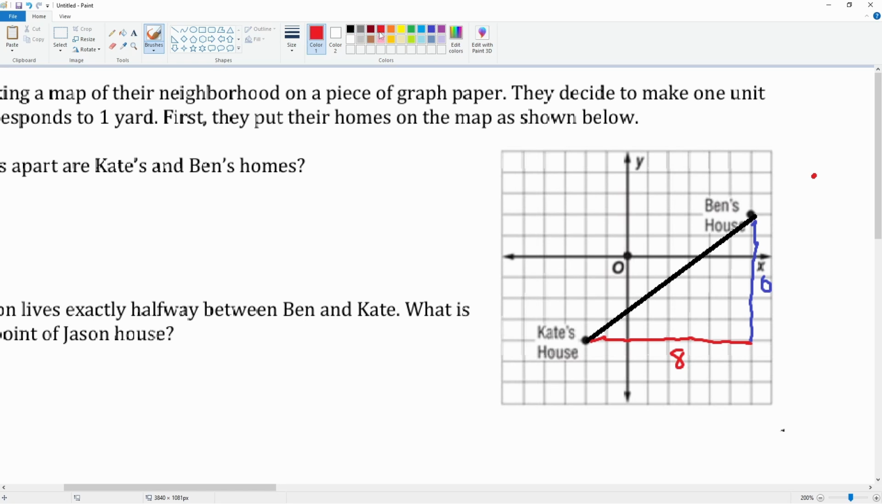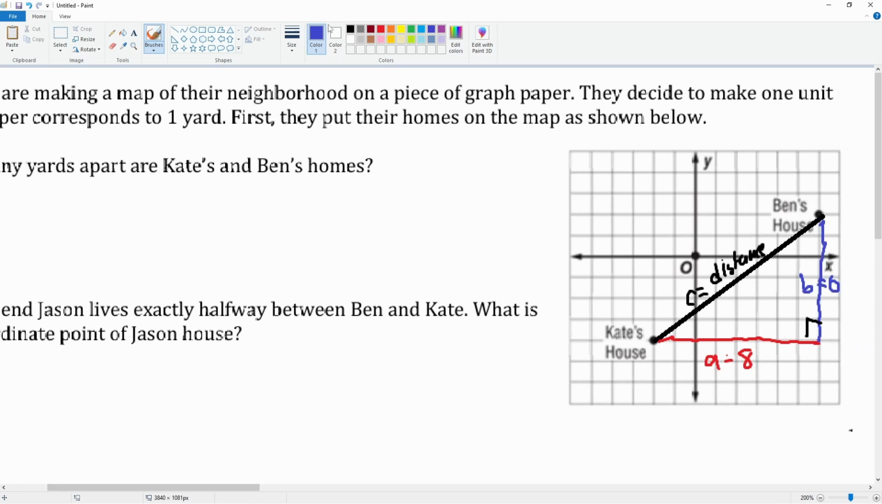If you notice that this forms a right triangle, therefore you can essentially use the Pythagorean theorem to get this distance here. You can call the distance C if you would like. And then this length can be A equals 8, and B is equal to 6. This is technically a Pythagorean triple if you like, but I'm going to still do the calculation for you.